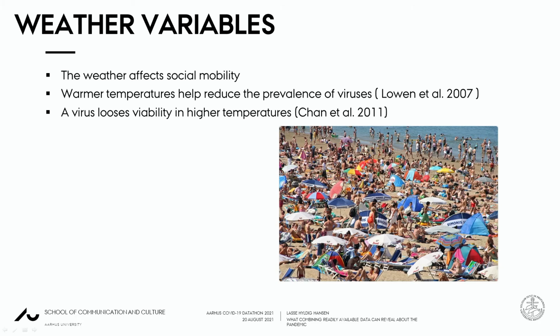The next thing we add is weather variables. We took this directly from DMI, or not directly, a lot of pre-processing and painful hours. But we know that weather affects social mobility. We know that virus loses stability in higher temperature and is less prevalent. So that's why we introduced those.